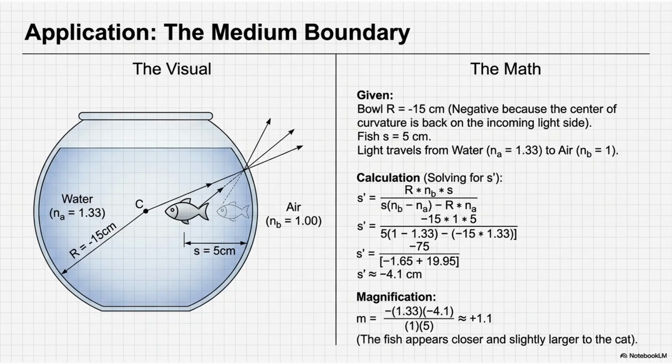So what does this actually mean for us? It means the fish isn't where it looks like it is. Yes. For the listener, this is why when you look into a fishbowl, the fish appears closer to the glass than it actually is and slightly larger. By about 10%, according to the math.